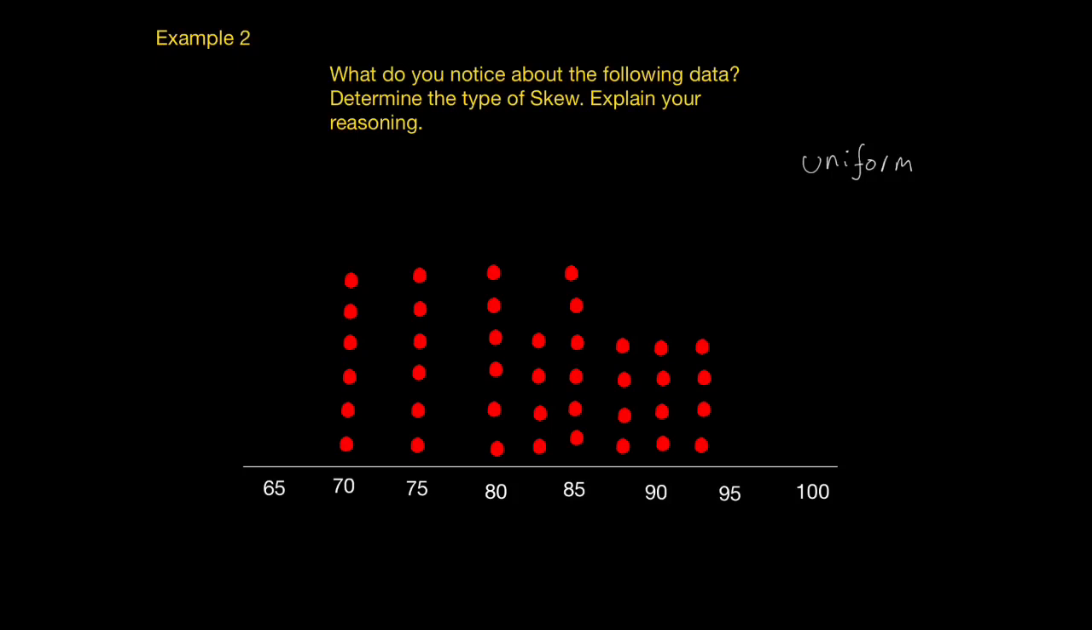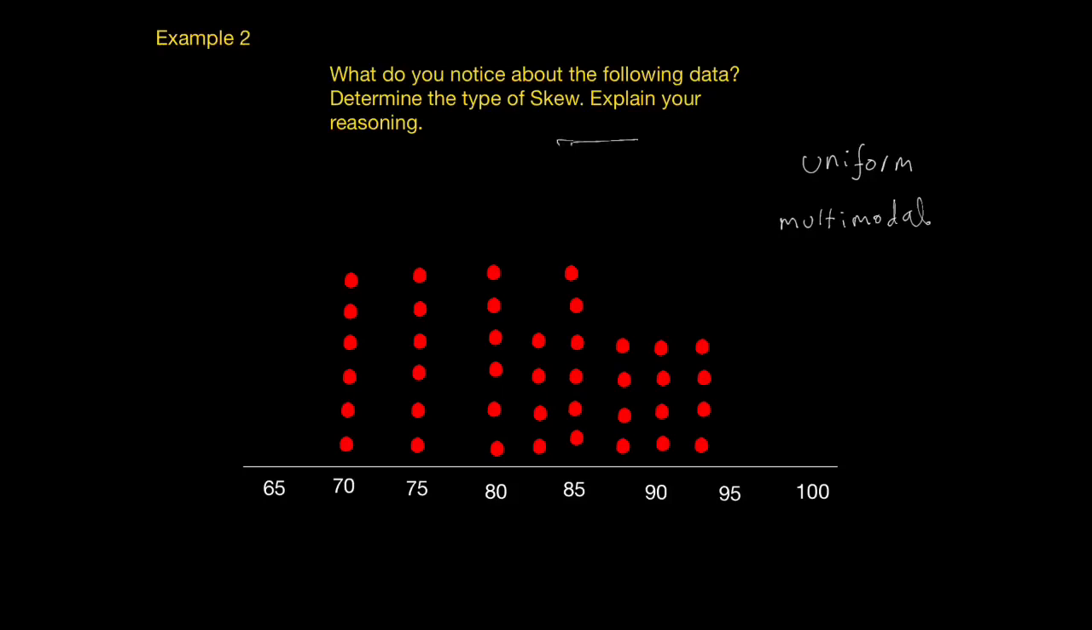Let's take a look at the peaks now, the modes. So here we can see that 85, 80, 75, and 70, they all share the same mode. They all share the highest peak together. So this is not unimodal because it doesn't have one mode. It actually has 4 of them. And remember, bimodal is only 2 highest peaks. Here we have more than 2. So when we have more than 2 modes, we say that this is multimodal.